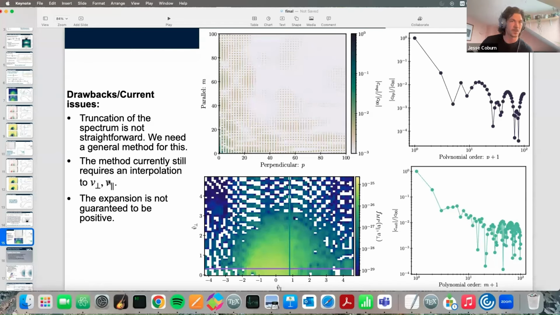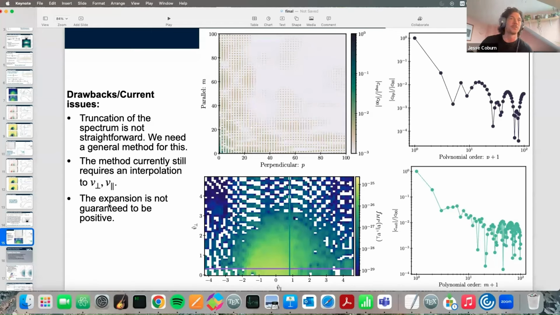Okay, there are ways to skirt this, but they create lots of other issues that I believe make your end result not as trustworthy, so I'm not going to explore them so much. Again, extra slides if you want to see it. And then the final point is that the expansion is not guaranteed to be positive.